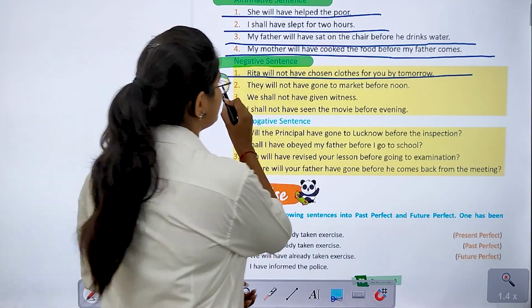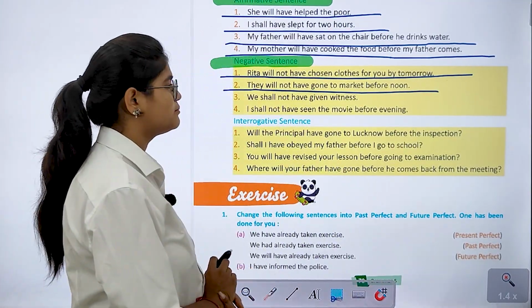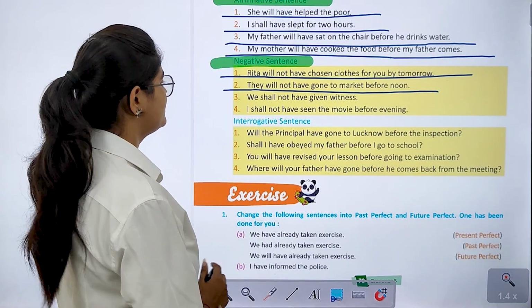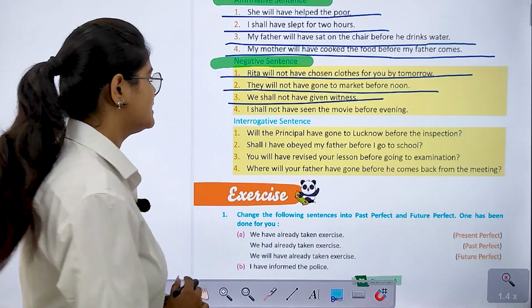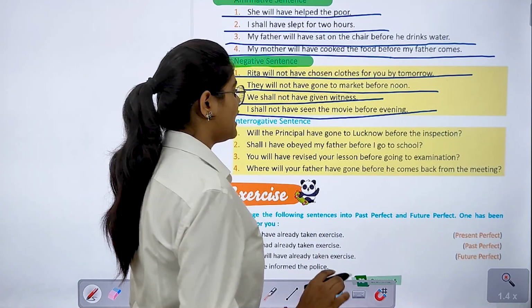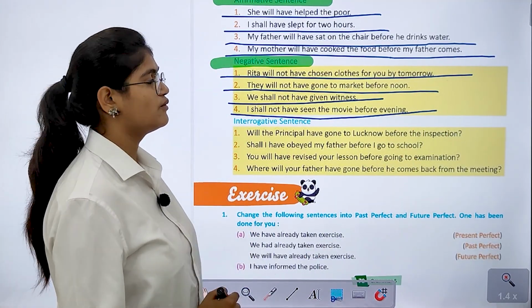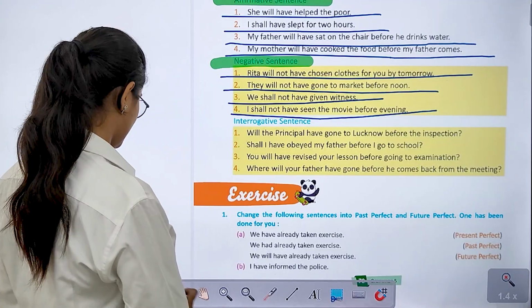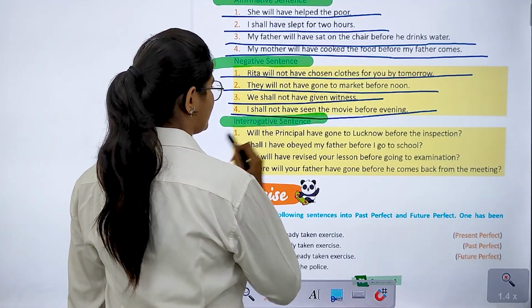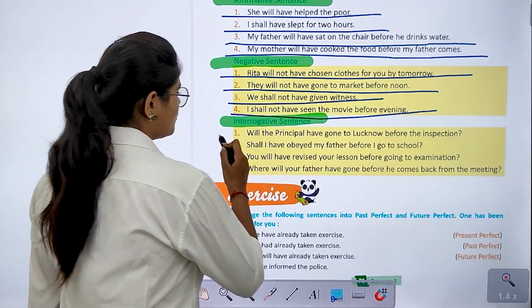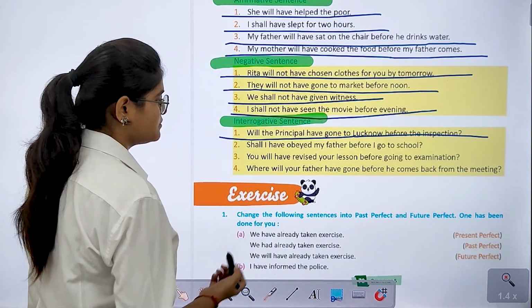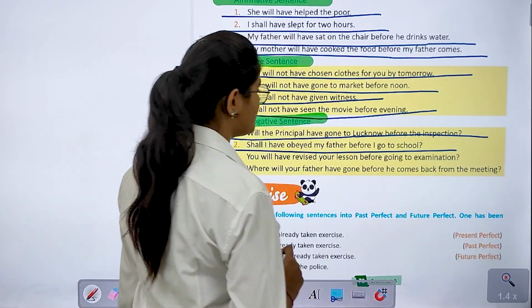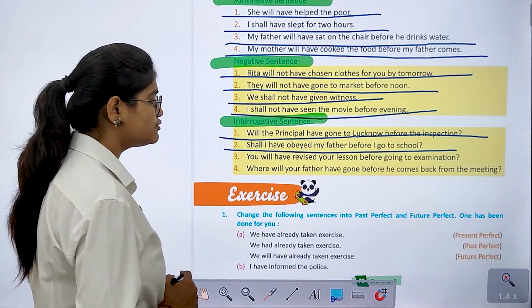Next is they will not have gone to market before noon. Next is we shall not have given witness. Next is I shall not have seen the movie before evening. Next up we have the interrogative sentences. So, will the principal have gone to Lucknow before the inspection? Shall I have obeyed my father before I go to school?